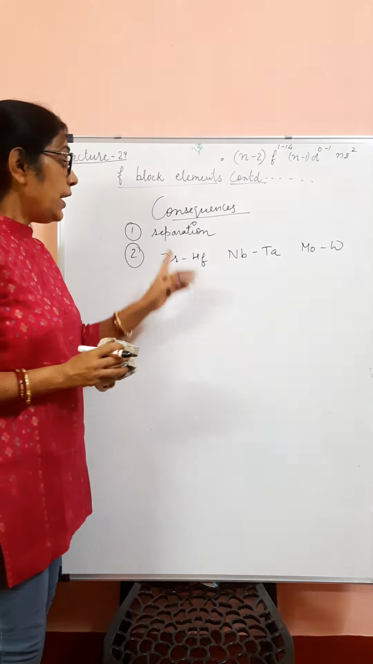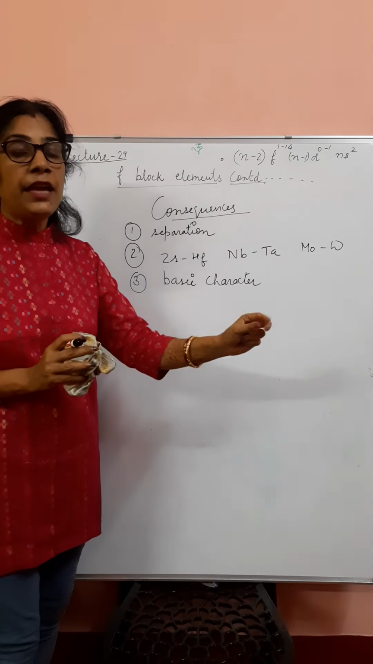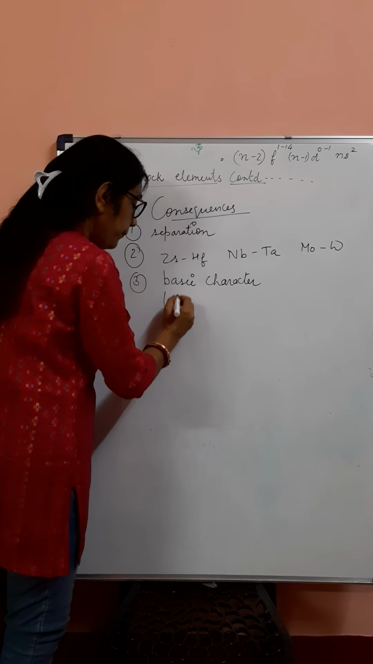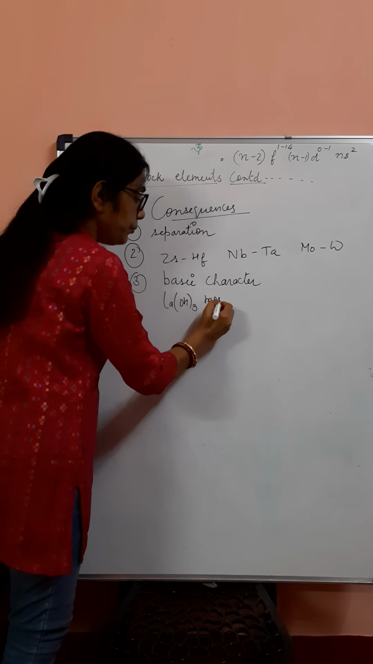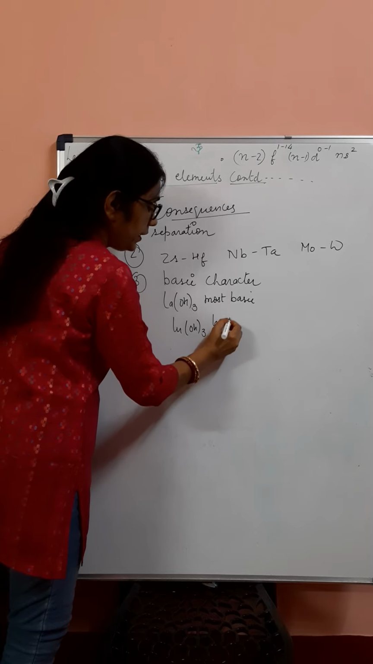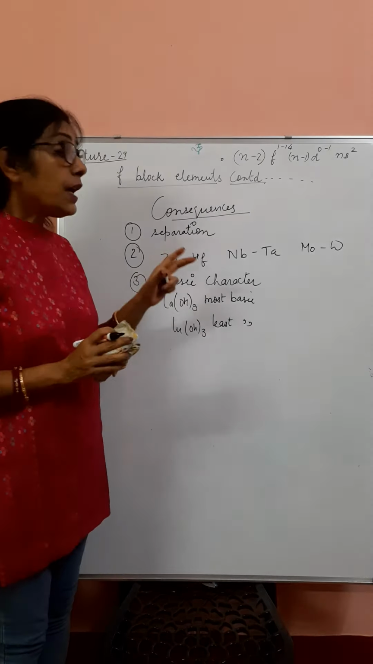And the third is basic character. Okay. So as you all know, across the period, basic character decreases. So therefore, lanthanum hydroxide is most basic, whereas lutetium hydroxide is least basic. Now some of the general properties of lanthanoids. So far as their color is concerned, they are silvery white metals which get tarnished when exposed to air.